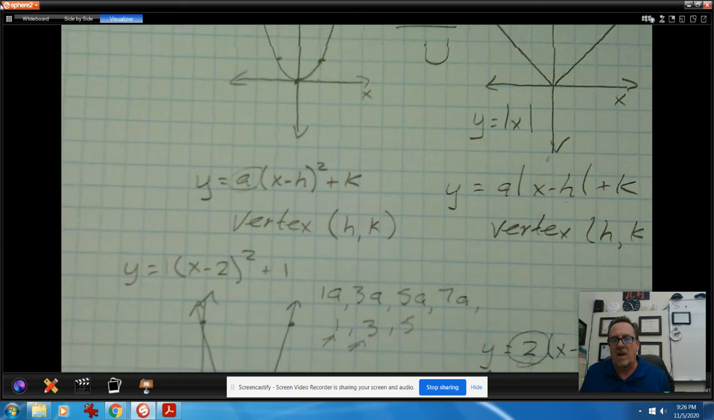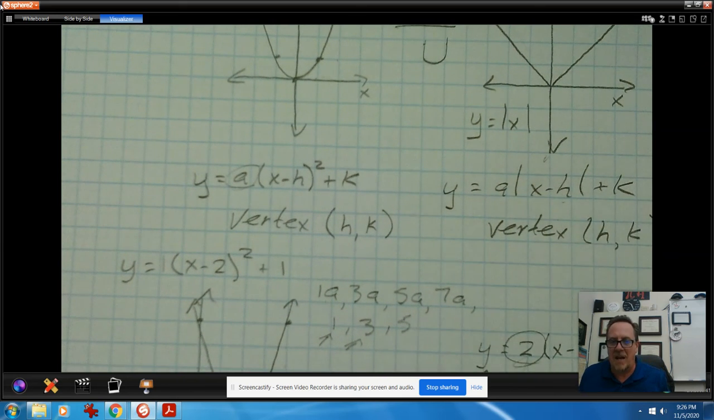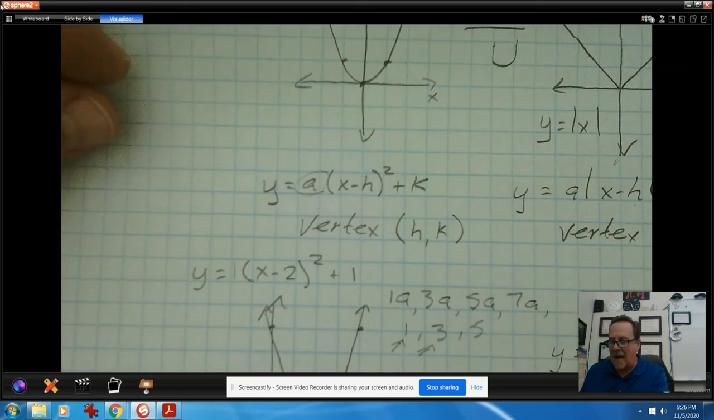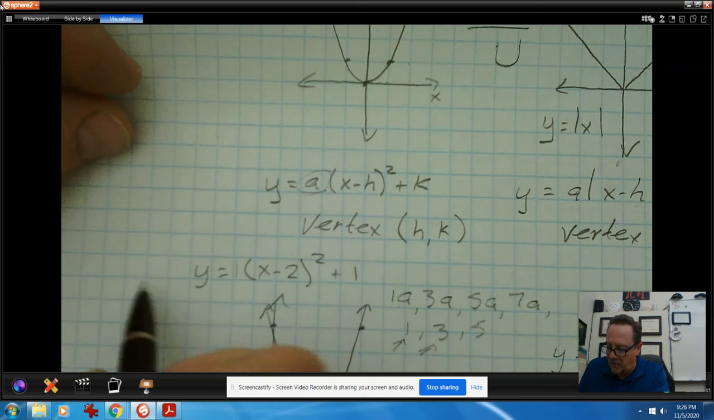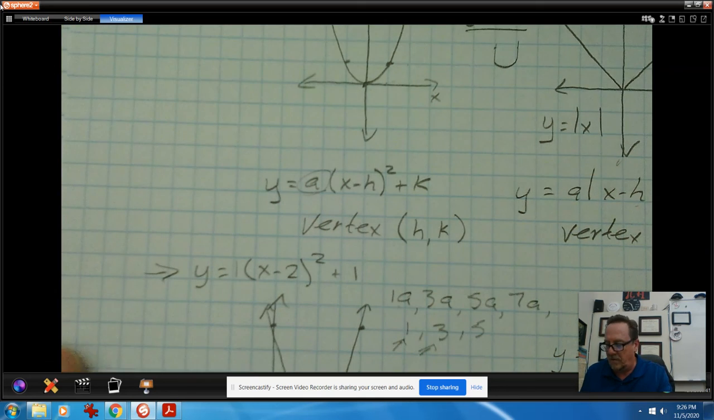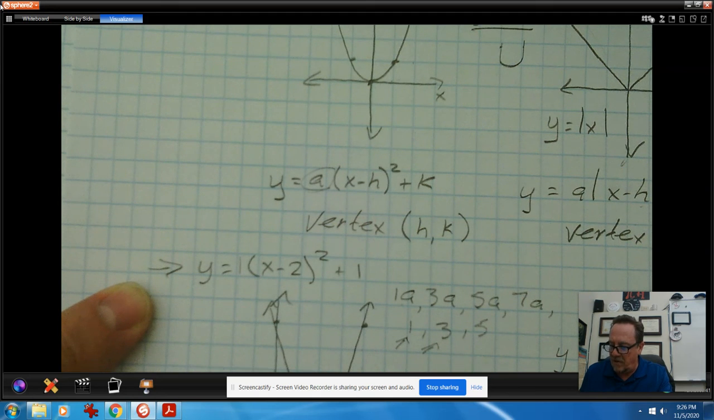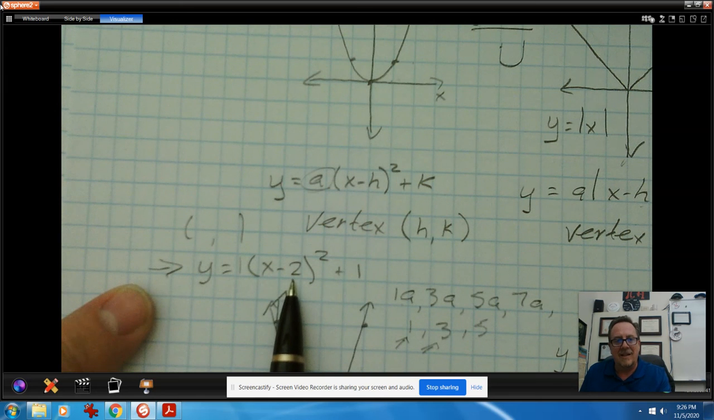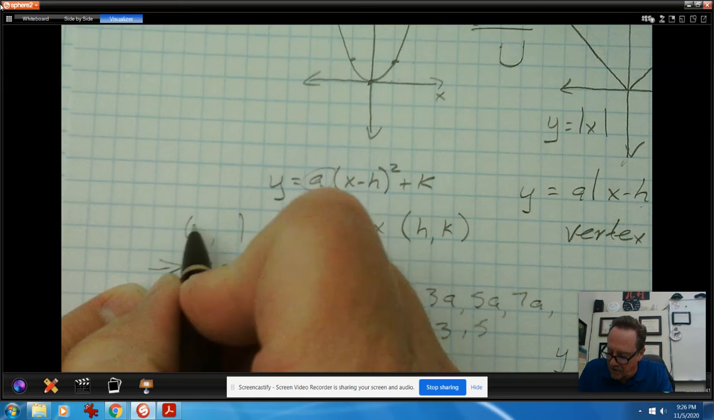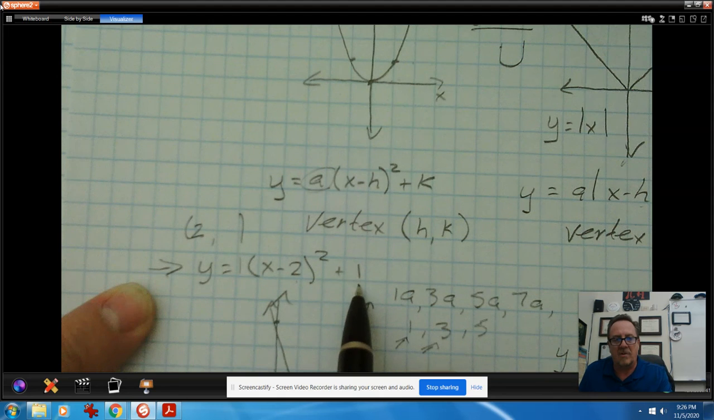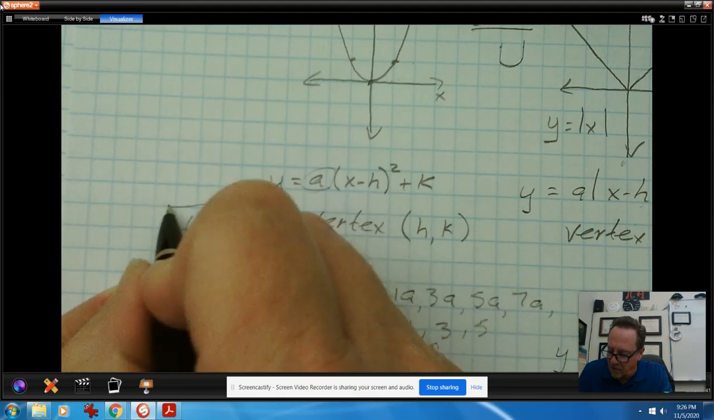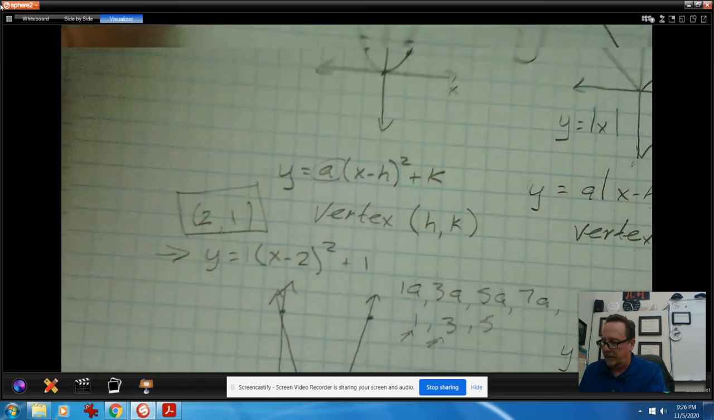But for today, all you really need to know is what does A do, what does H do, and what does K do. I want you to notice that if I was asked where's the vertex for any of these particular functions, like this one right here, if it said where's the vertex, I can read it directly from the equation because this number is my H, so the vertex is at 2, and this number is my K, which says it's at 1. So the point 2, 1 is where the vertex is.